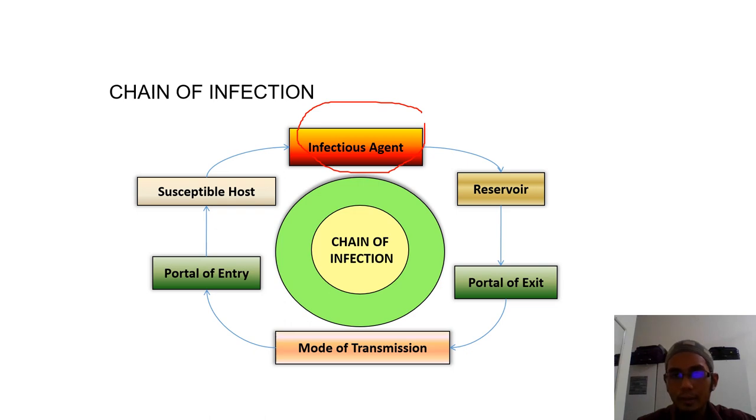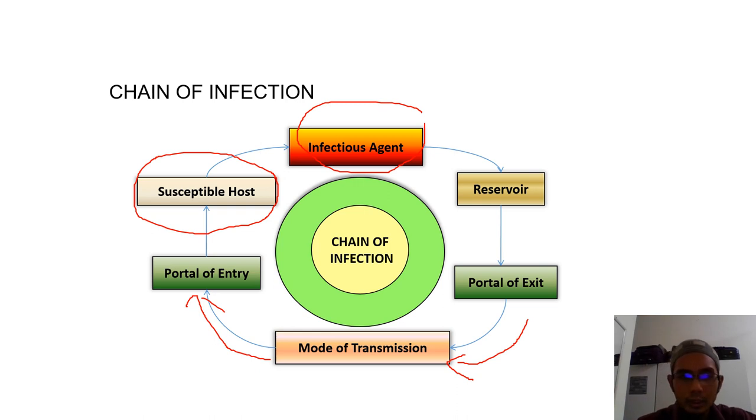Please do your own reading: what are the parasites that can be transmitted by snails? Through the soil, it then gets transmitted into the portal of entry of the human being, and the human being becomes the susceptible host. For example, if you are talking about feces droppings of the animal, you will get the disease when you do not observe your own hygiene. Therefore, fecal-oral transmission is the mode of transmission for the infectious agent. So basically this is a cycle.